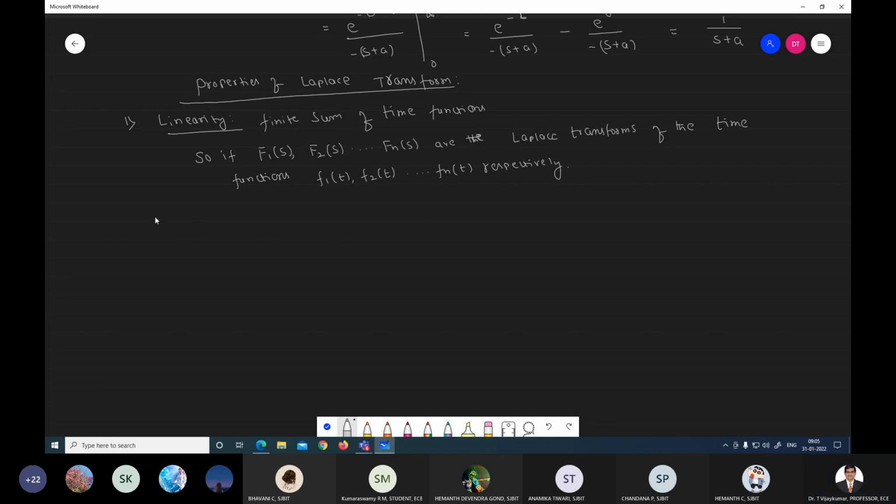Then the Laplace of f1(t) plus f2(t), etc., fn(t) is equal to F1(s) plus F2(s), etc., up to Fn(s).